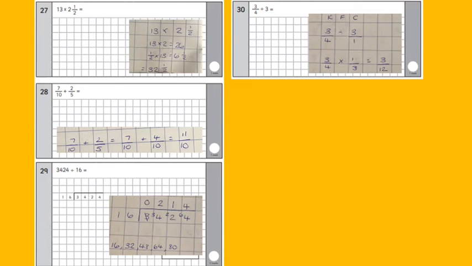By 2.5. So for this one, I would have separated out my whole number and my fraction, and I would have partitioned those and done the two things separately. So the first thing that I would do is 13 times 2 and ignore the half. So 2 multiplied by 13, or 13 multiplied by 2, is 26. That's dealt with. I've now got a half multiplied by 13.